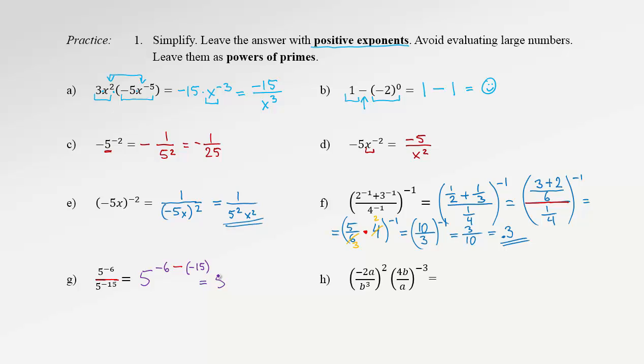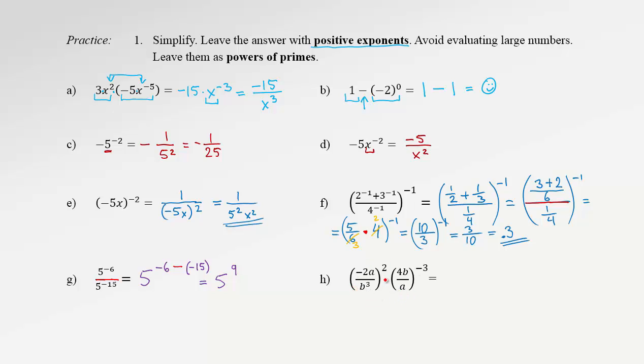Therefore, we have 5 to the, and the exponent is -6 plus 15. So 15 minus 6 is actually 9. 5 to the 9. And we don't need to evaluate this. Let's leave it as it is, 5 to the 9. Finally, let's simplify this expression.